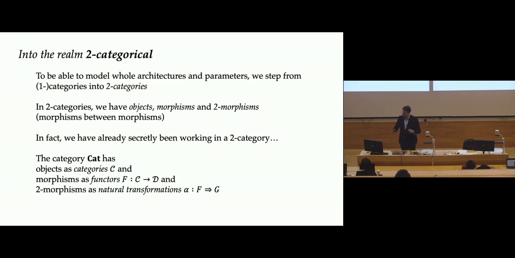Now, this jump is not as scary as it sounds, at least not in principle. The main difference is that, unlike in a basic one-category where we have objects and morphisms, in a two-category we also have a notion of a two-morphism, which is a mapping between morphisms. And actually, we have already secretly been working in a two-category, perhaps without realizing it, the category Cat, which has objects that are categories, morphisms that are functors between the categories, and two-morphisms, which are natural transformations between functors. So we've been describing a two-categorical framework from the beginning when we talked about natural transformations. We just did not make it explicit that we were doing any of our stuff inside Cat.